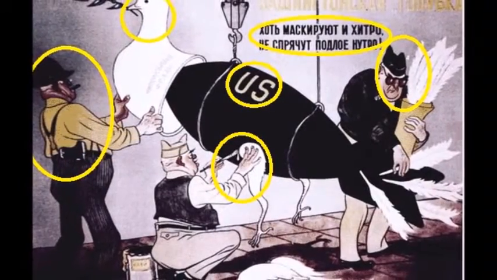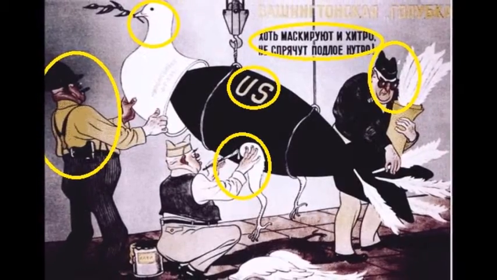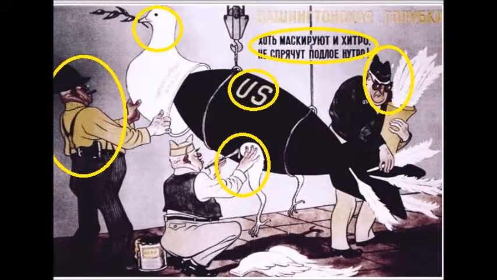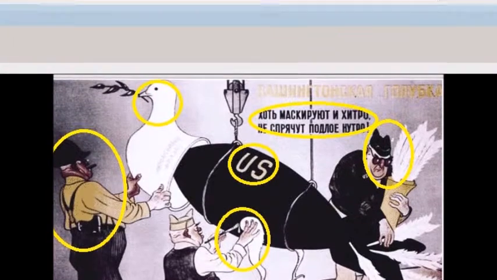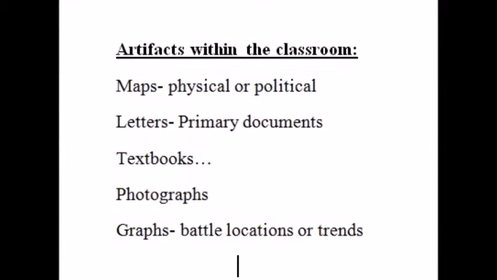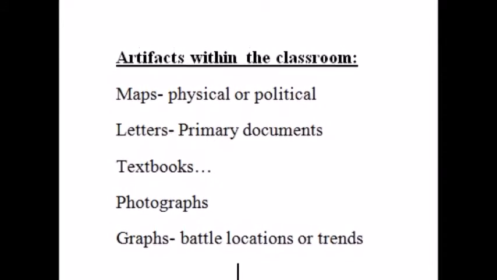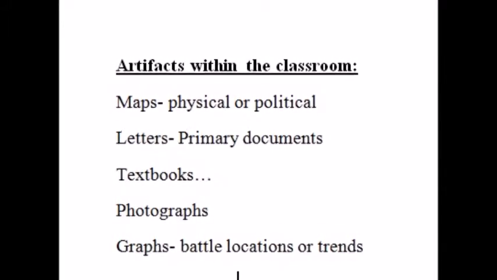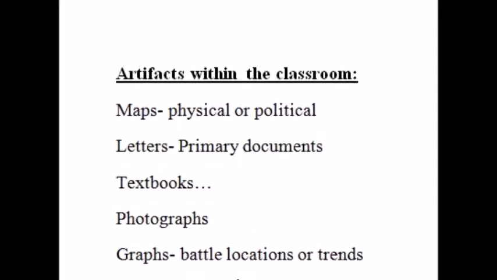Hopefully, towards the end of prodding, students' observations could get to the fact that these are probably United States soldiers based off their attire, and they're crafting an atomic bomb made by the US to go to Russia disguised as a peace dove. And when you're teaching a lesson, you can't just lecture. You've got to be able to use maps, whether physical or political, letters that people write to each other, textbooks, popular photographs, or even graphs.